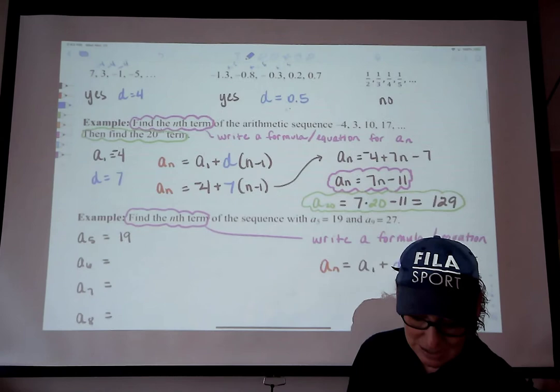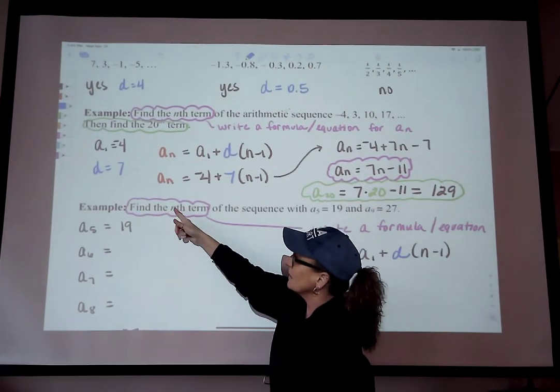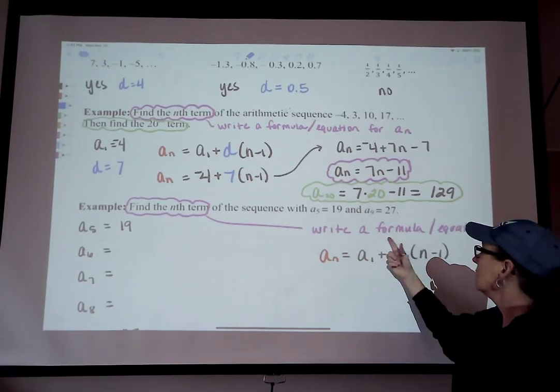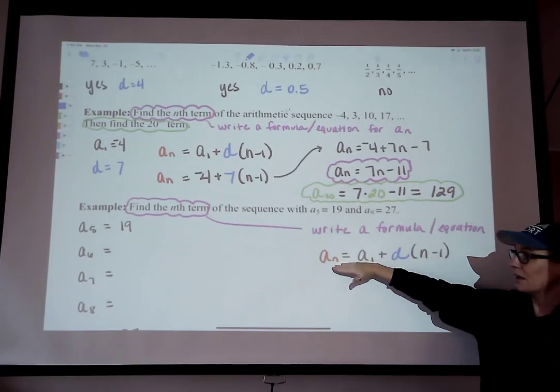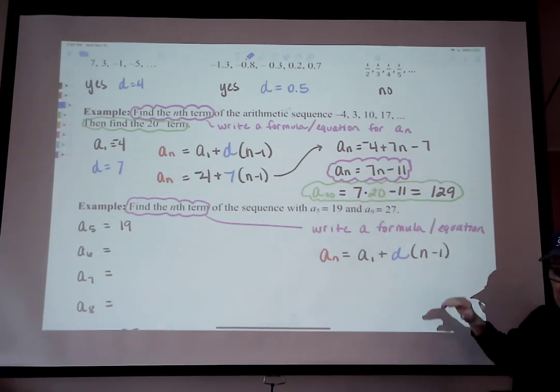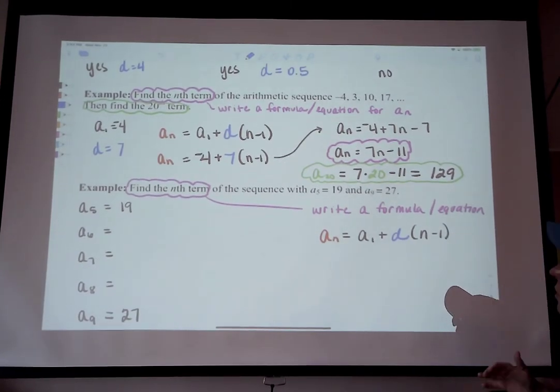Another one that's similar, but we're given different information. Find the nth term. You should know what that means. Write a formula or an equation. Again, this is how we're going to get started. Now, it's not quite as easy this time.